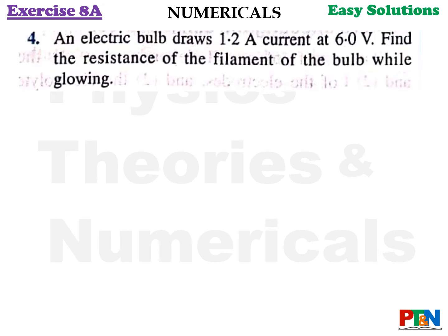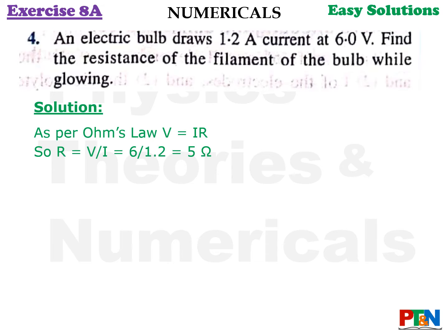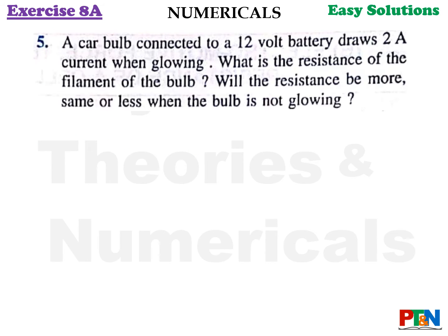An electric bulb draws 1.2 ampere current at 6 volt. Find the resistance. Current has been given, voltage has been given, and you need to find the resistance. Let's see the solution. Easy one again. As per Ohm's law, V is equal to IR. You need to find R, so R is equal to V by I. You divide 6 by 1.2, and you get 5 ohm as the resistance of the resistor.